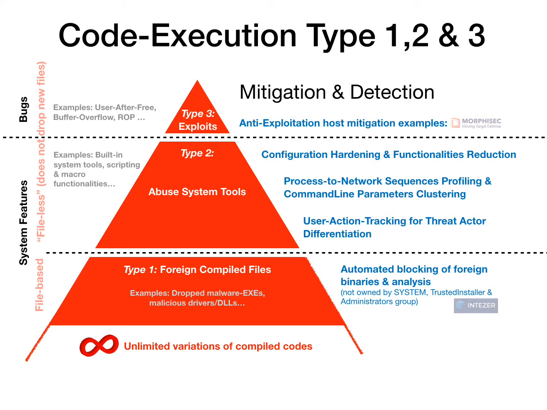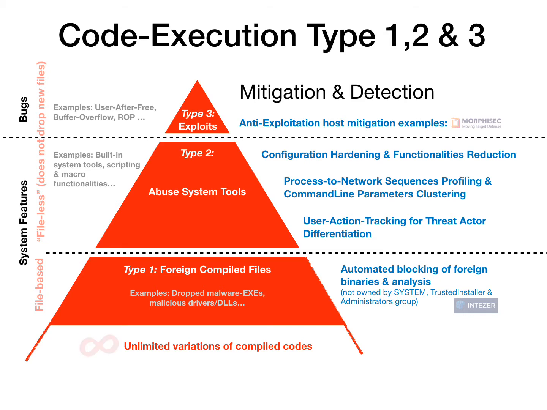We devised an easy-to-follow code execution model. Most systems will execute codes with compiled binary files, which we termed as Type 1. Scripting or indirect code execution using built-in system and application tools are termed as Type 2. The first two types are based on system features, but Type 3 exploits bugs to execute arbitrary codes.